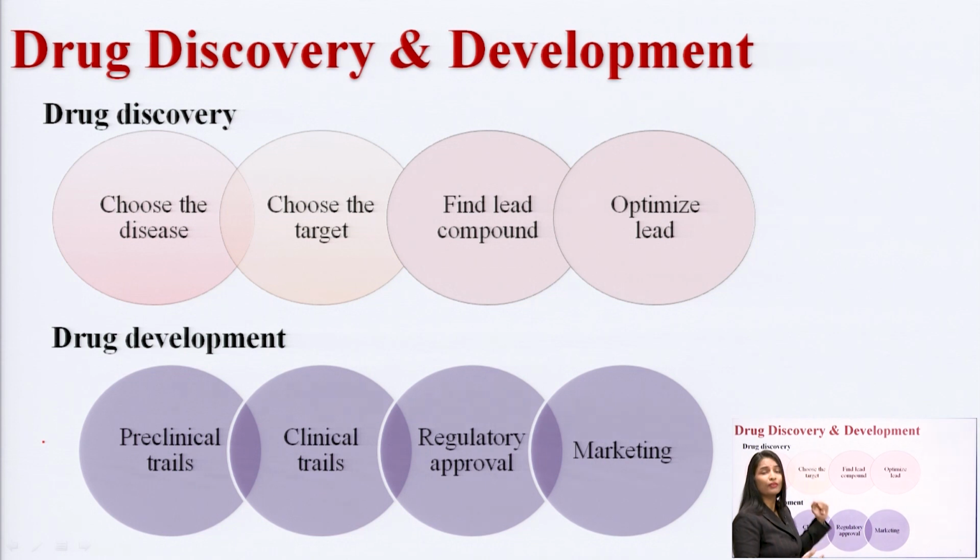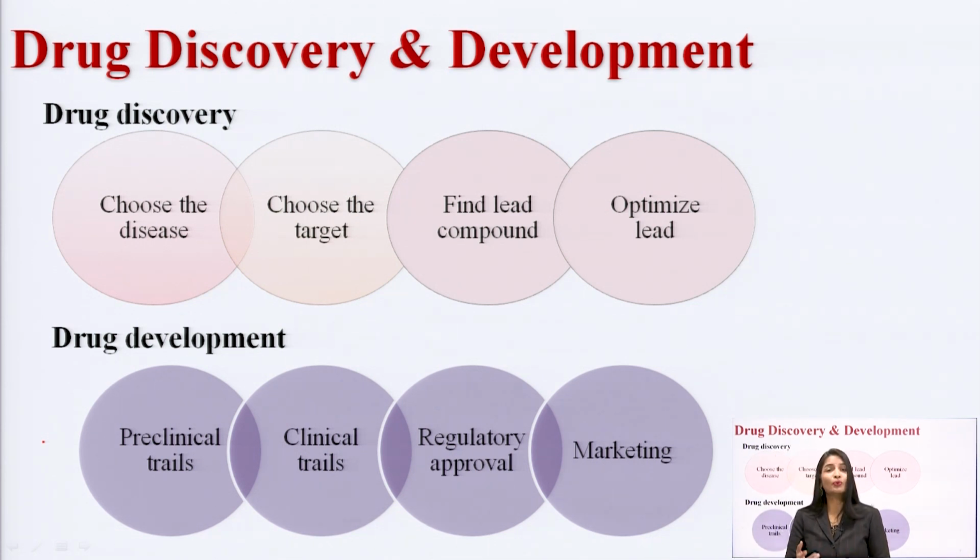So, in drug discovery, what you have to do is choose the disease. If you do not have any target, or if you do not have a particular disease, then for what are you going to invent the drug? How can you invent a new compound for a particular disease, right? So, first you have to choose the disease. For what particular disease are you going to invent the new drug, and next you have to choose the target, and finally you have to lead the compound.